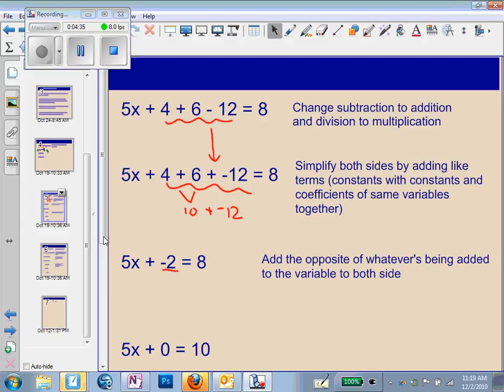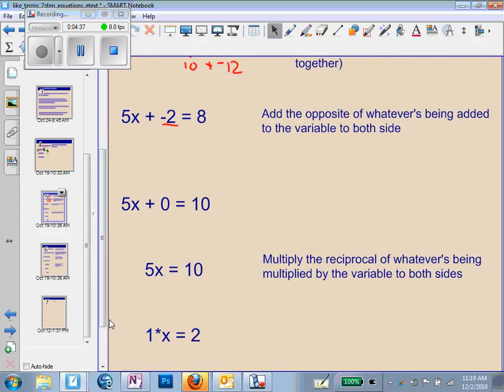Now that I have my equation nice and simple, with all my like terms added together and all my subtraction changed to addition, I can add the opposite to both sides. So I end up with 5x plus 0 equals 10, and 5x equals 10. And my last step is always to multiply by the reciprocal.